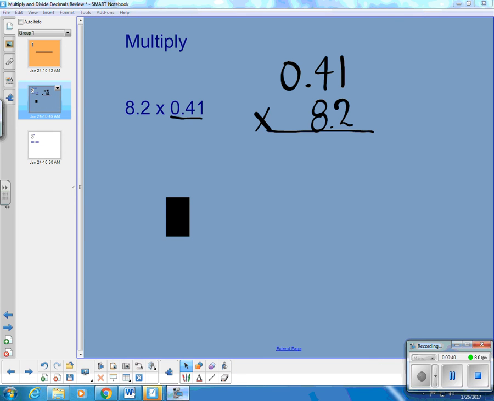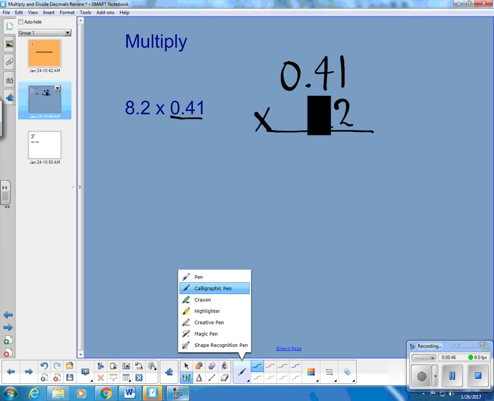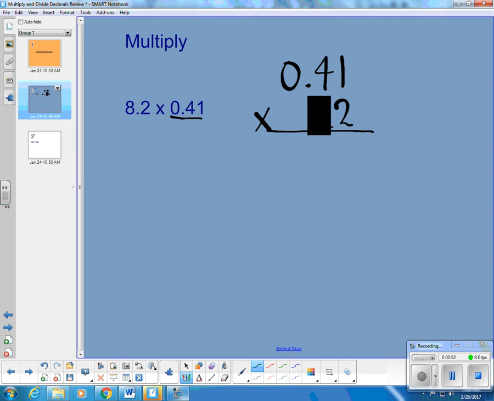Okay, I'm going to use this box here to cover up the 8 because we're going to focus on the 2 first. So, let's get my pen here. We're going to take the 2 to each of those top numbers. So 2 times 1 is 2. 2 times 4 is 8. And 2 times 0 is 0. So we've completed our first row.